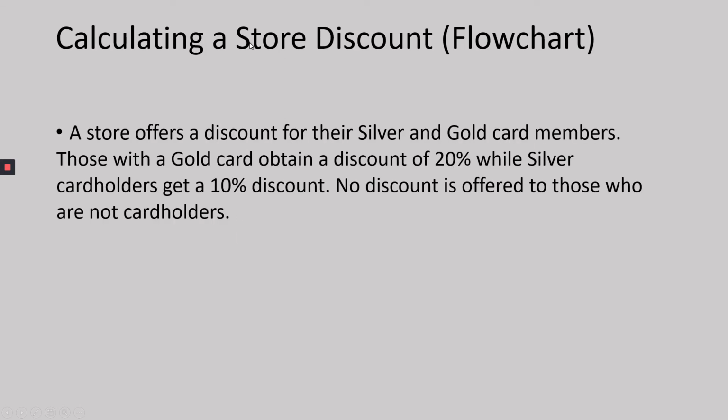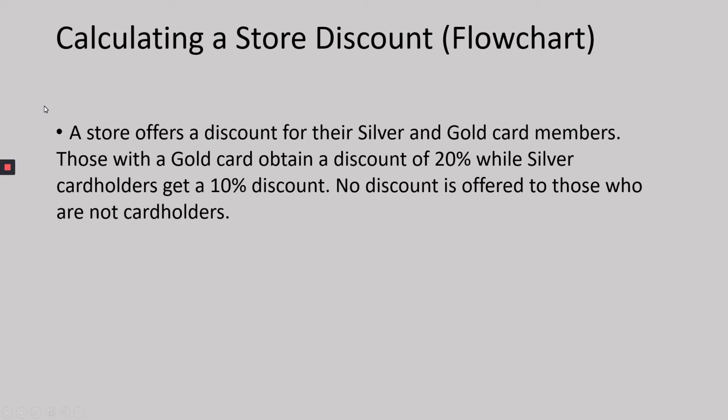Okay, so the third practice is a store discount. A store offers a discount for their silver and gold card members. It's like Costco maybe. Those with a gold card obtain a discount of 20%, while silver card holders get a 10% discount. And there's the third one. It's pretty interesting that no discount is offered to those who are not card holders.